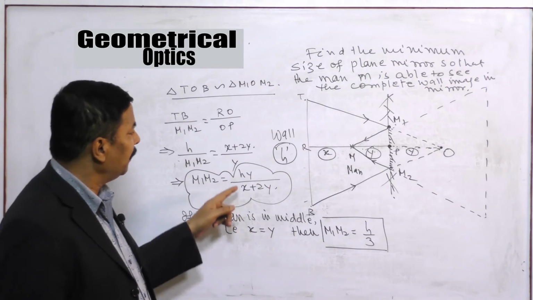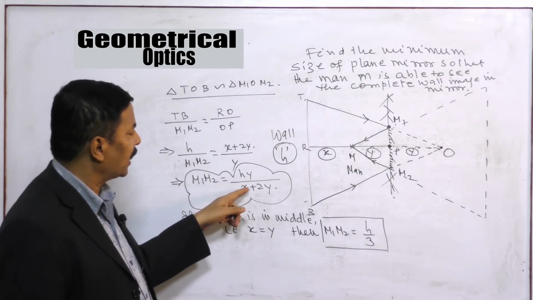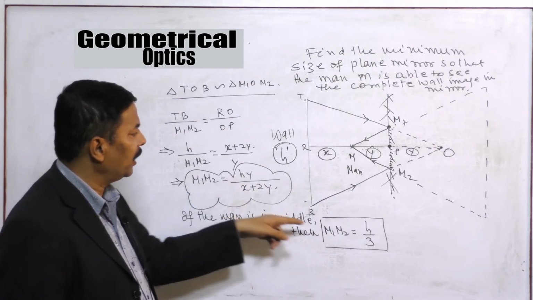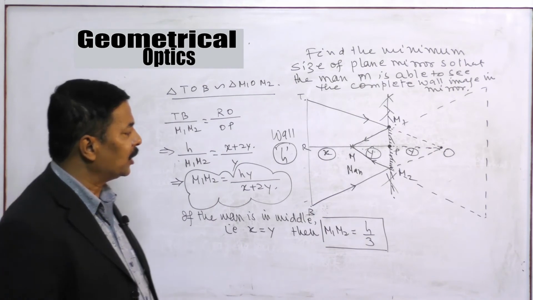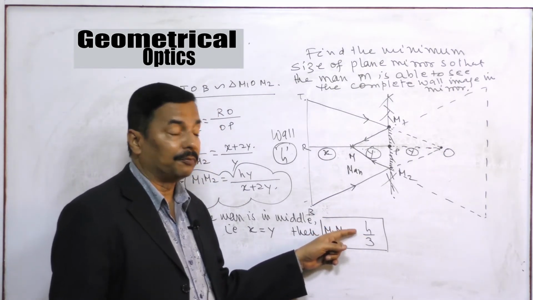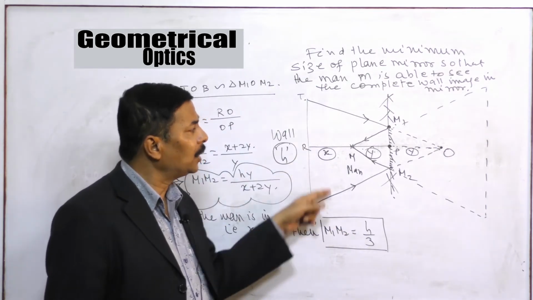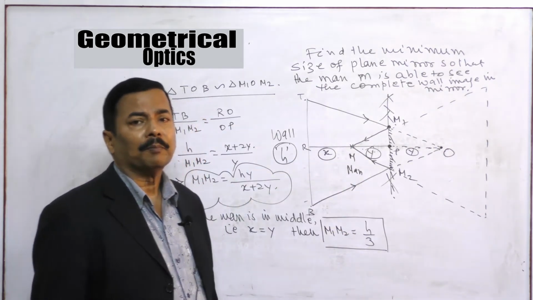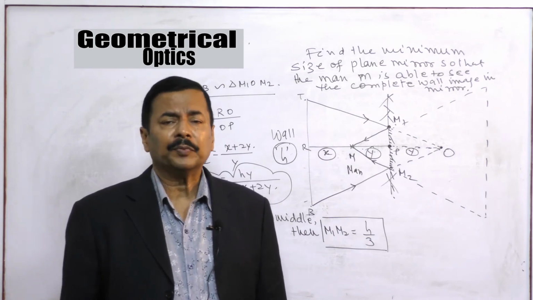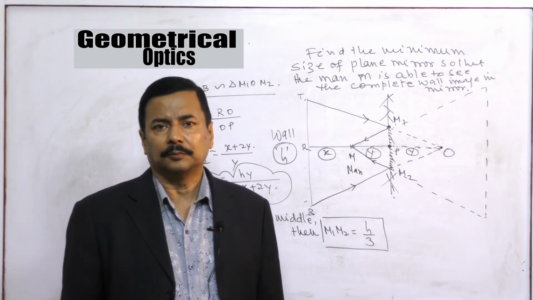HY by 3Y, this X is equal to Y, so Y plus Y is 2Y, plus Y is 3Y, so HY by 3Y, that is H by 3. So this should be the minimum size of mirror, so that this complete wall is visible to the man. So this is the way we have applied the concept of geometry in this case also.